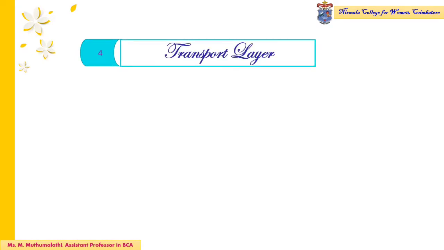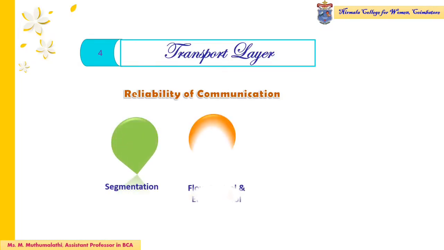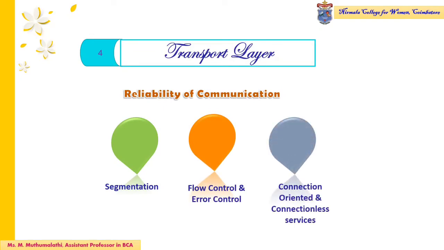The transport layer provides reliability of communication, that is segmentation, flow control and error control, and connection oriented and connectionless services. Segmentation is dividing data into small units, that is data units. Each segment has a port number and a sequence number. The port number directs each segment to the right application, and the sequence number reassembles the segments in the correct order and sends them to the correct receiver.